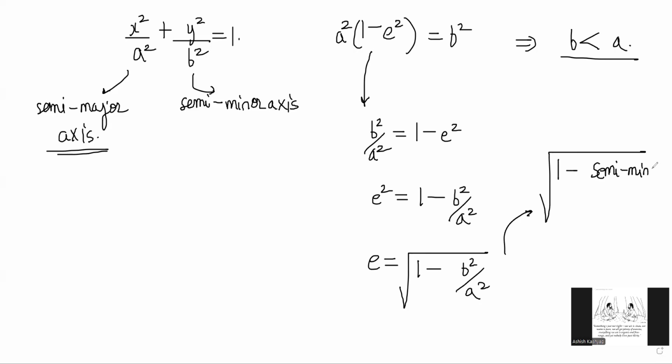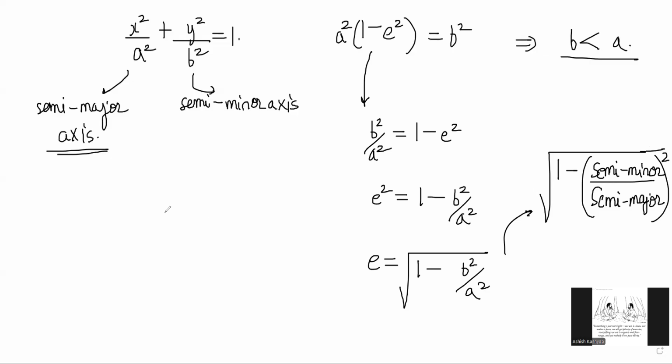semi-minor by semi-major axis length square. So the smaller axis, you have to divide that by 2, half of the smaller axis divided by half of the bigger axis, whole square. And if you subtract that from 1 and take a square root, that gives you the eccentricity, right?